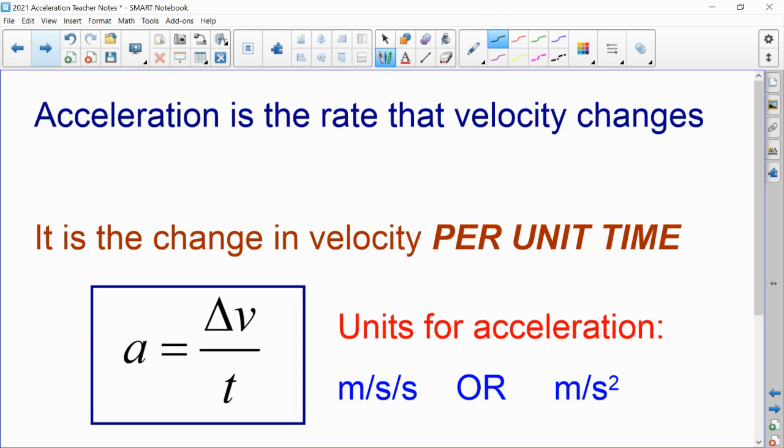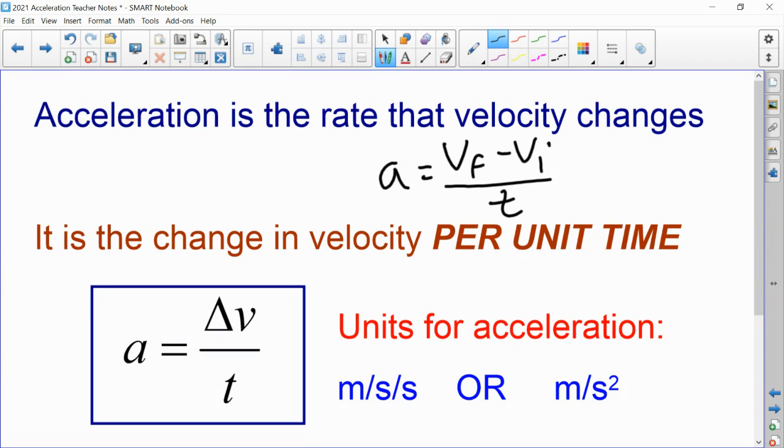Acceleration is the rate that the velocity changes. So the quicker the velocity changes, the greater the acceleration. It is a change in velocity per unit time. Here's the equation for acceleration: delta V over T. If you remember from chemistry class, delta means change in. So another way we could write this is a equals V final minus V initial over the time. And we'll see that later.